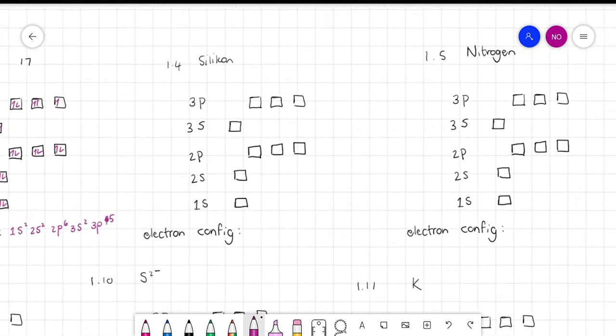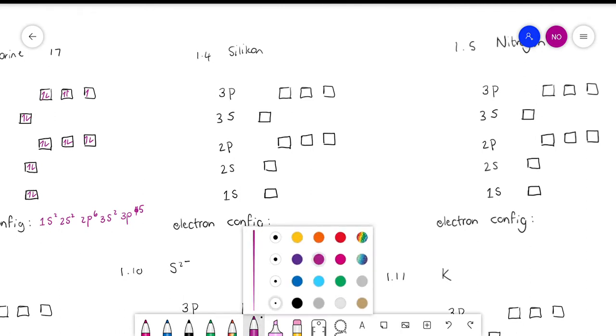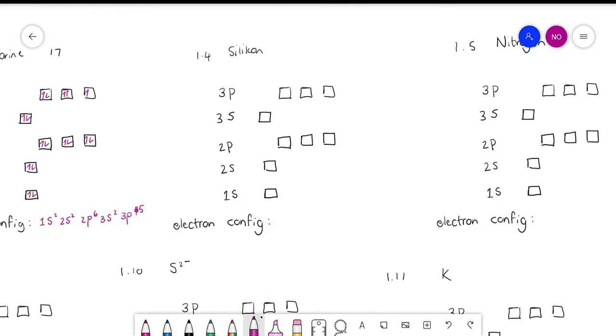Okay, I'm going to do silicon as well, and then I'll finish this, and if I have to make another video, then I'll make another video. Okay, silicon is 14. So it's 1, 2, 3, 4, 5, 6, 7, 8, 9, 10, 11, 12, 13, 14.